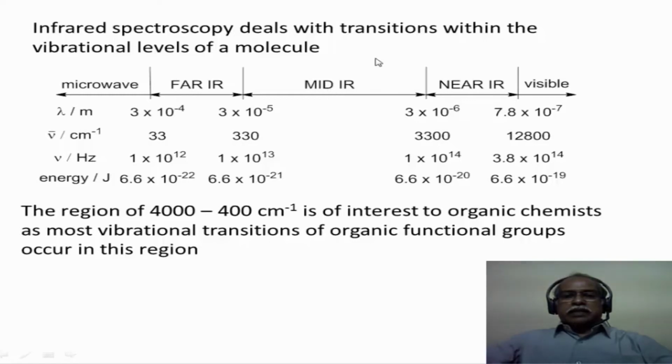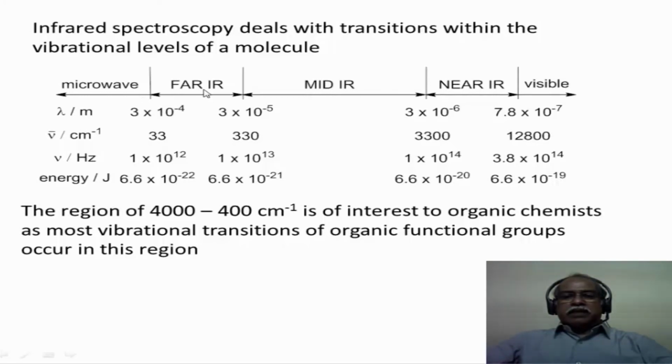Infrared spectroscopy essentially deals with transitions within the vibrational levels of a molecule. Molecules have different electronic levels, starting from the ground electronic level to the higher excited electronic levels. Within the ground electronic level, there are several vibrational levels, starting with the 0 vibrational level, 1, 2, 3, and so on. And the transitions that occur within the ground electronic state vibrational levels of a molecule is what an infrared spectrum is all about. Now, the infrared region is sandwiched between the visible region and the microwave region.